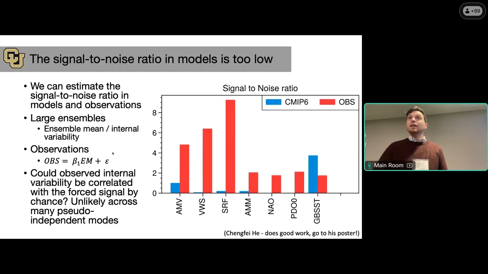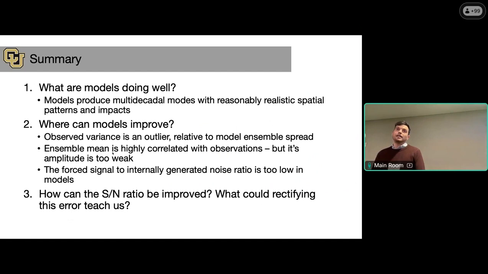So, a quick summary. What are models doing well? Well, they reproduce decadal modes of variability. They have them in there. Where can models improve? We think the signal-to-noise ratio in models, particularly the forced signal to internally generated noise ratio, is too weak. And that's because there's a high correlation between the forced signal and observations.